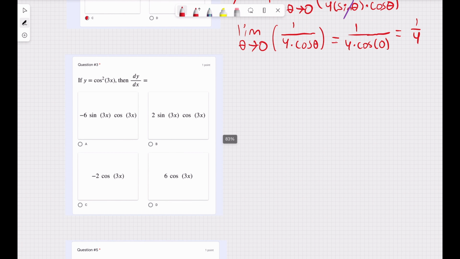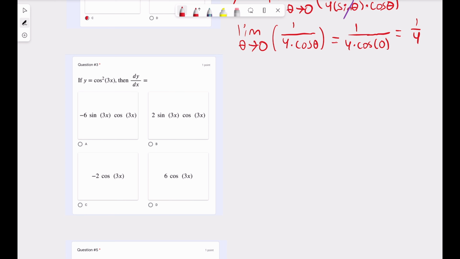Number 3, we have y is equal to cosine square of 3x, and we need to find the derivative of that function. So first thing, I'm gonna write down the function. We have y is equal to cosine square of 3x, and you can rewrite that as cosine of 3x and then square. Right, rewrite it as that, and that makes it easier to see.